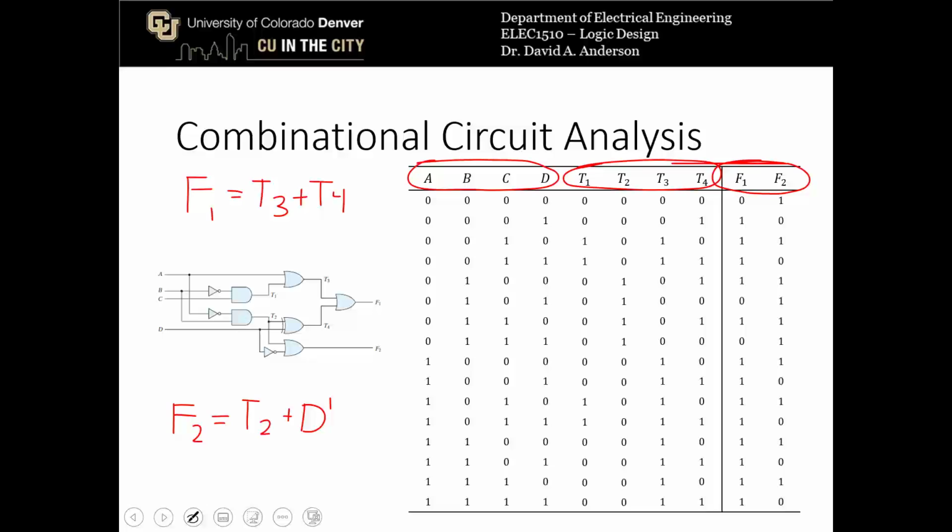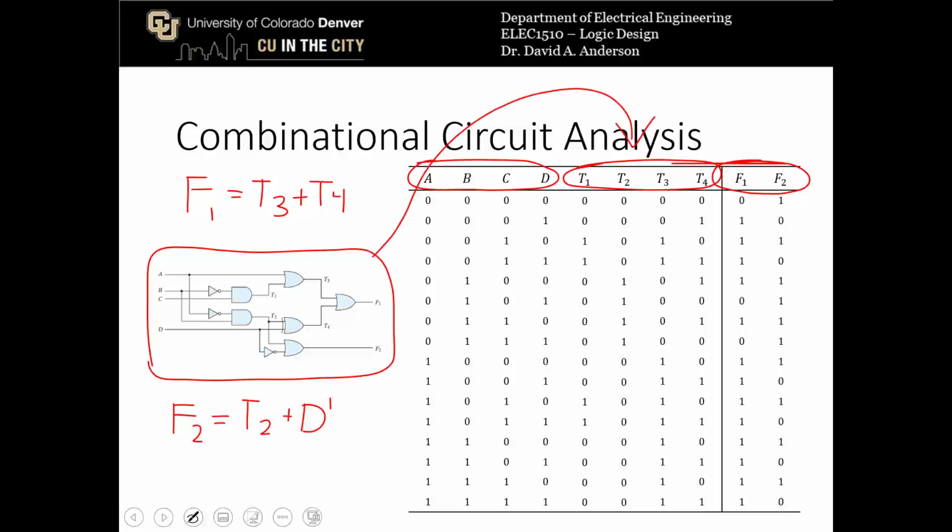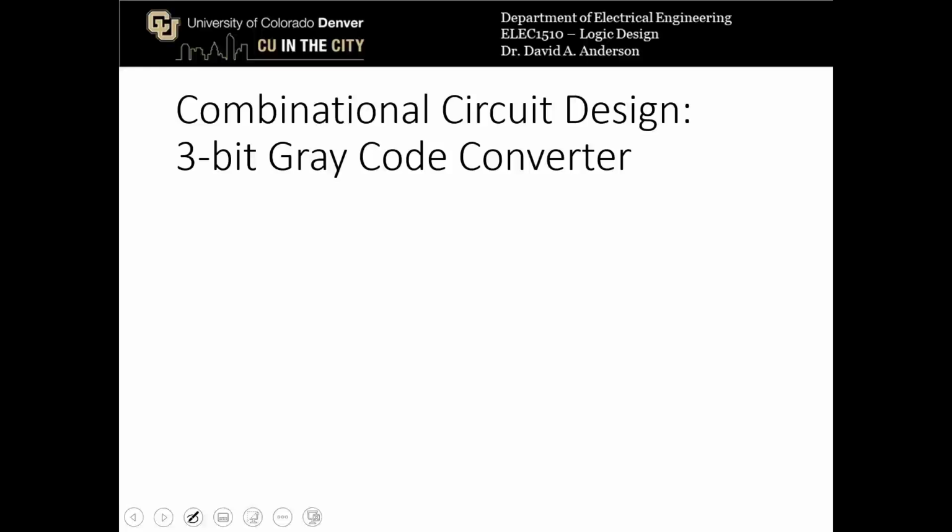So that's combinational circuit analysis, where we're given a circuit diagram and we determine the behavior of the circuit using a truth table. Next, let's talk about combinational circuit design. A very simple combinational circuit that we can design is a 3-bit gray code converter.